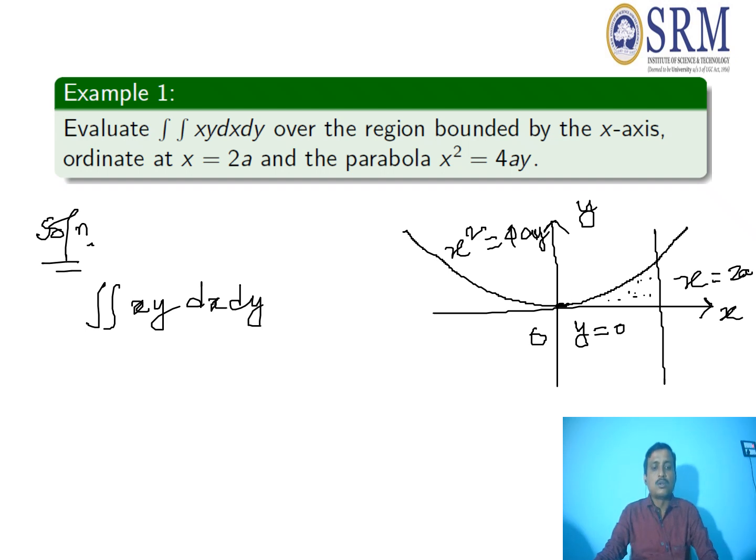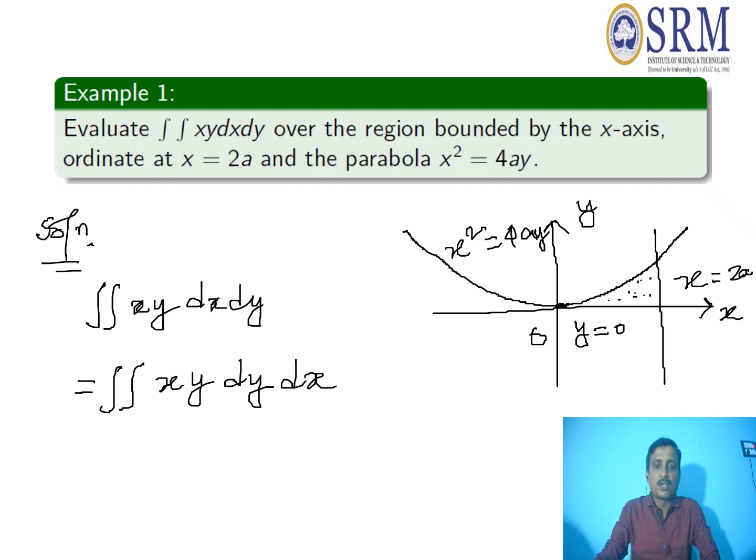You can evaluate this double integration with respect to x first or with respect to y. My interest is to evaluate with respect to y first. Why? The next question will come, why am I doing it with respect to y? Just for better understanding, and you can do it easily. Otherwise you can do it with respect to x first also, both results will come the same.